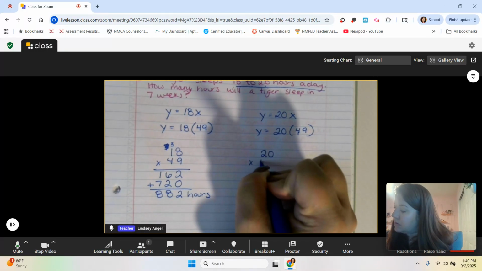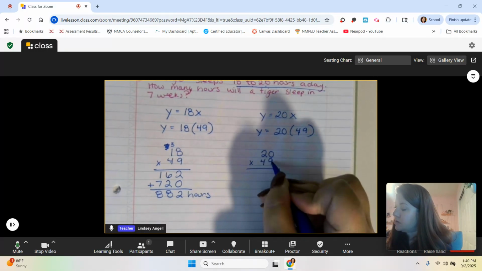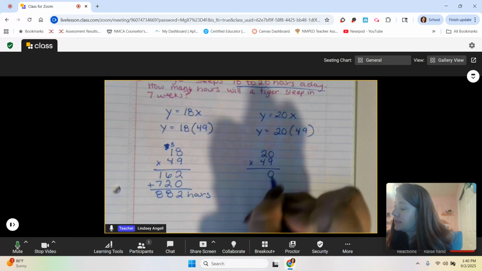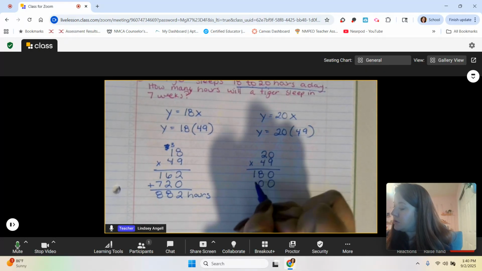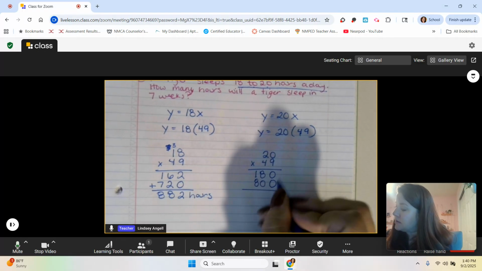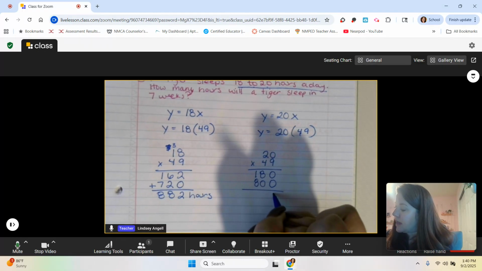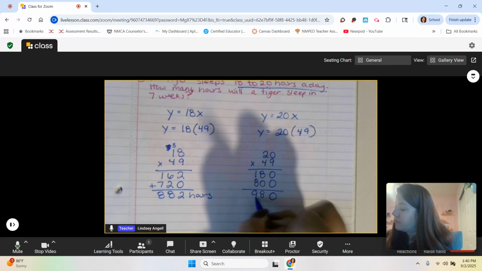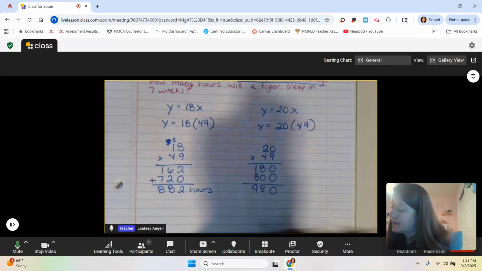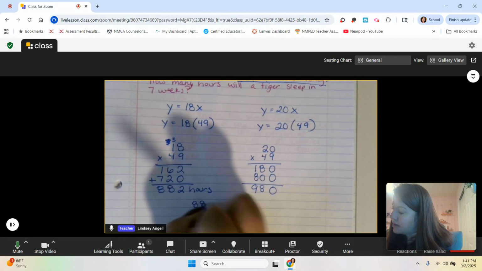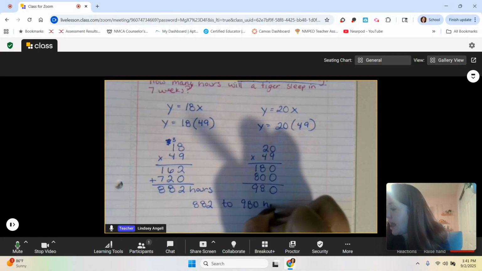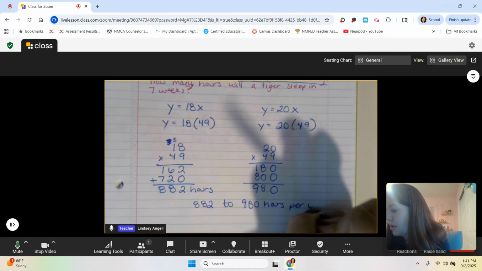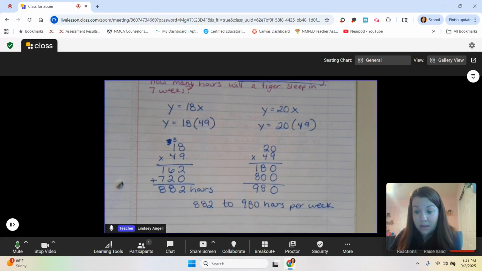Okay, and then 20 times 49. 9 times 0 is 0. 9 times 2 is 18. Annex my 0 to start multiplying with my 4. 4 times 0 is 0. 4 times 2 is 8. Add them up. Okay, so what that tells me is that they can sleep 882 to 980 hours. That is a lot of sleeping, right?